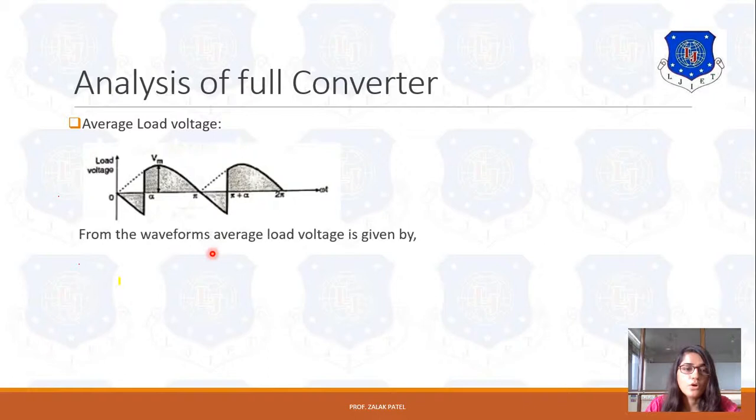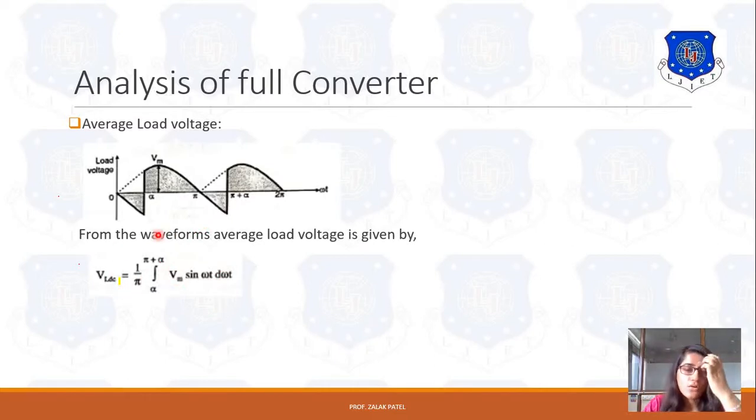The average load voltage from the given waveforms is given by the equation VLDC equals 1 upon pi, integral from alpha to pi plus alpha, meaning this whole portion will be taken in case of full converter. If you remember the analysis of the half wave converter or semi converter, this limit is changed. Please note this limit for the full converter, that it is from alpha to pi plus alpha. In place of voltage we put Vm sin omega t.